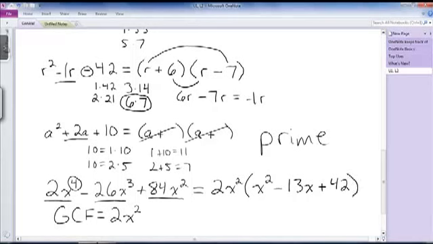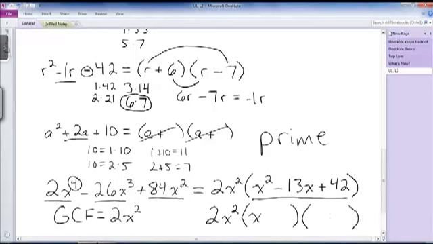So now we have a 2x squared out front, but all of this stuff that's in parentheses looks just like what we've been doing. So now we can factor this, just like the other problems we've done. So let's make sure we don't forget this 2x squared. It is out there. It is part of the problem. And then we can take this other polynomial and break it down.